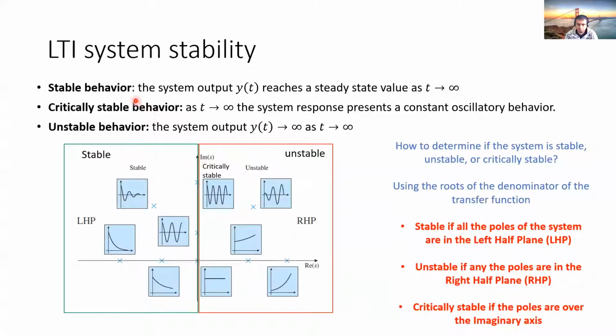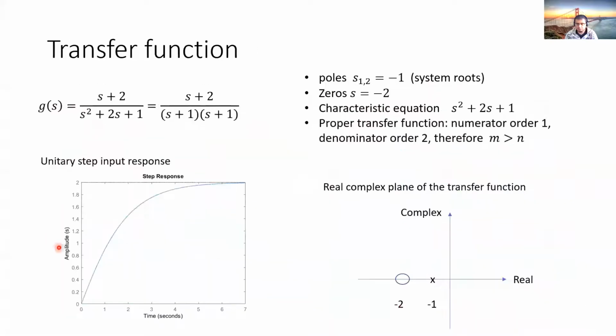First of all, a stable system. The system output y reaches a steady state value as t goes to infinity. It means something similar to this. As t goes to infinity, this value stabilizes, in this case, at 2. And if you go t to infinity, the value should still be 2.